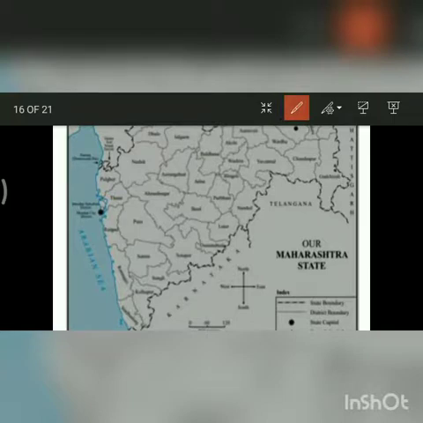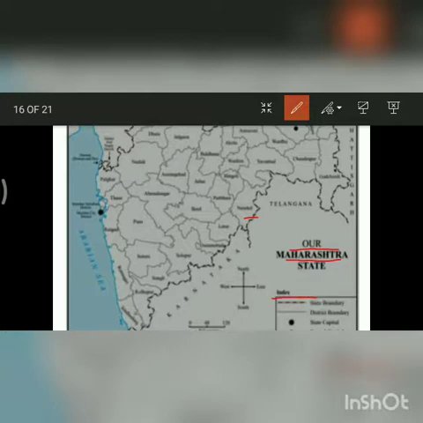See, the first is the title and the subtitle. Students, title and subtitle are connected with each other. Every map has a title and a subtitle. Suppose here our title is our Maharashtra state, and in the map of our Maharashtra state we are going to learn about the districts. So Maharashtra is the title and districts is the subtitle. Understood?